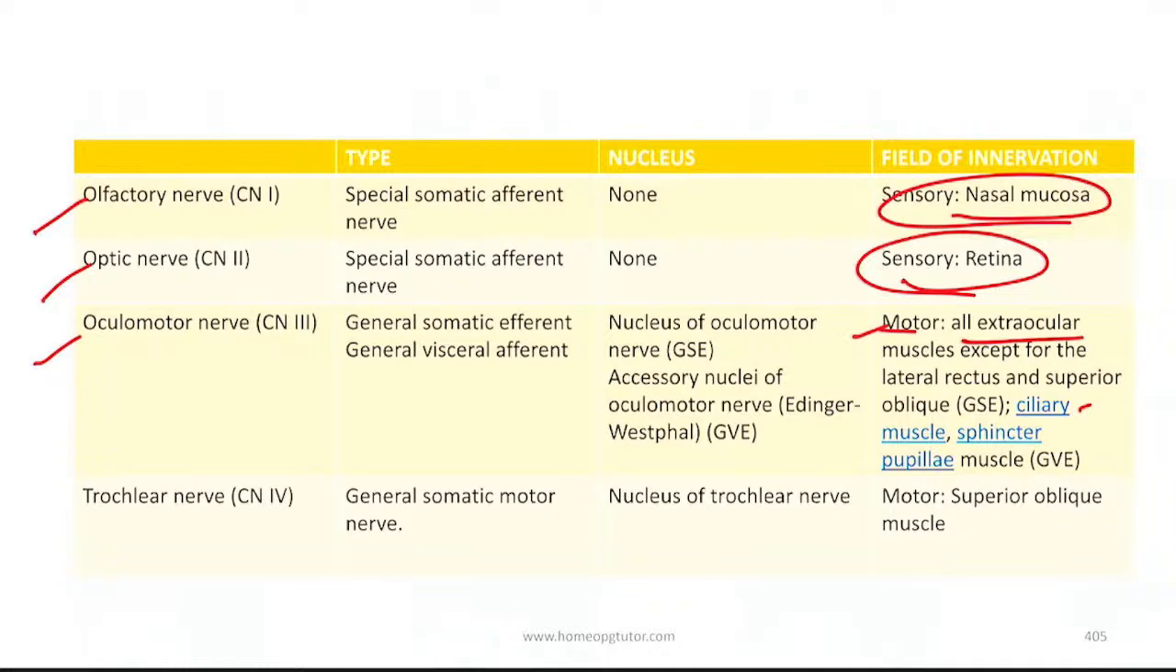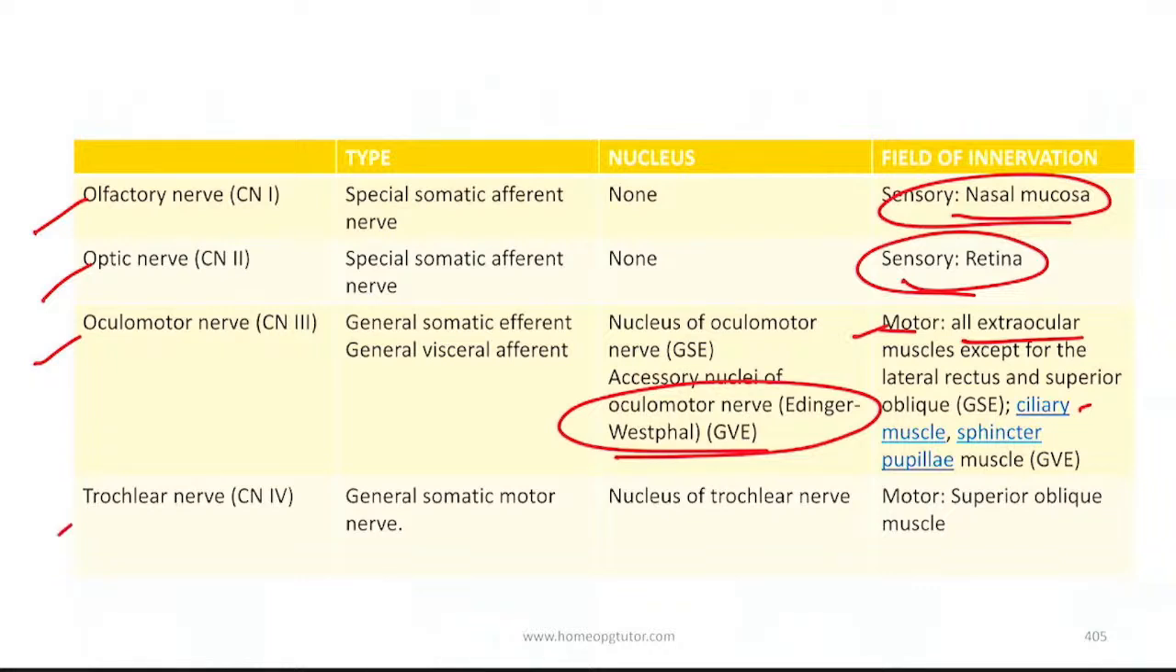Then yes, one thing I forgot to mention about the nucleus of oculomotor nerve. Oculomotor nerve has two nuclei, the Edinger-Westphal nucleus and the nucleus of the oculomotor nerve. The parasympathetic supply is via the Edinger-Westphal nucleus. Edinger-Westphal nucleus is the accessory nucleus. The main nucleus is the oculomotor nucleus itself.